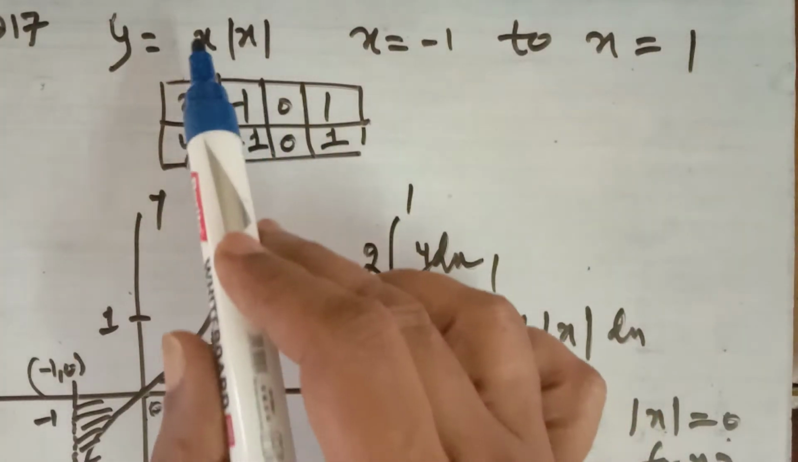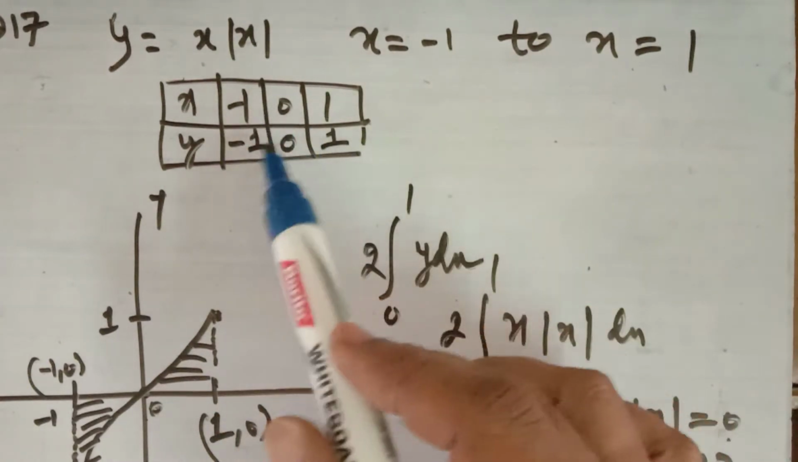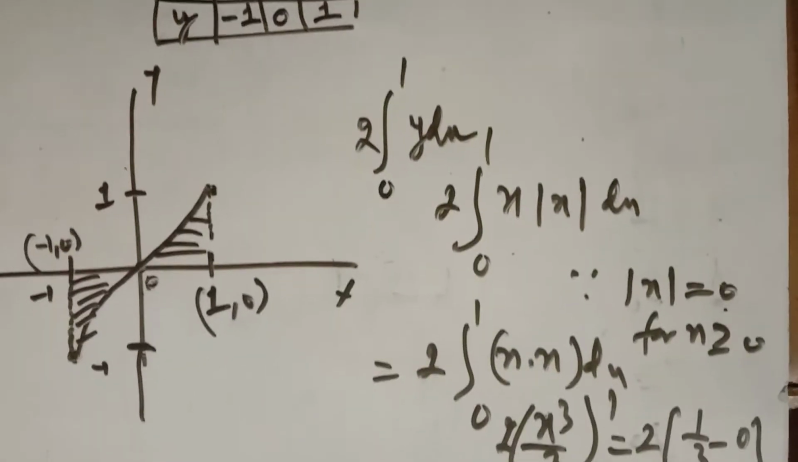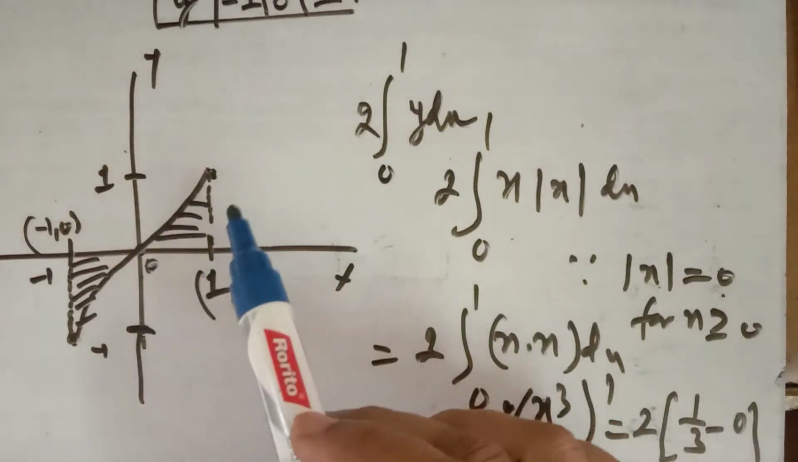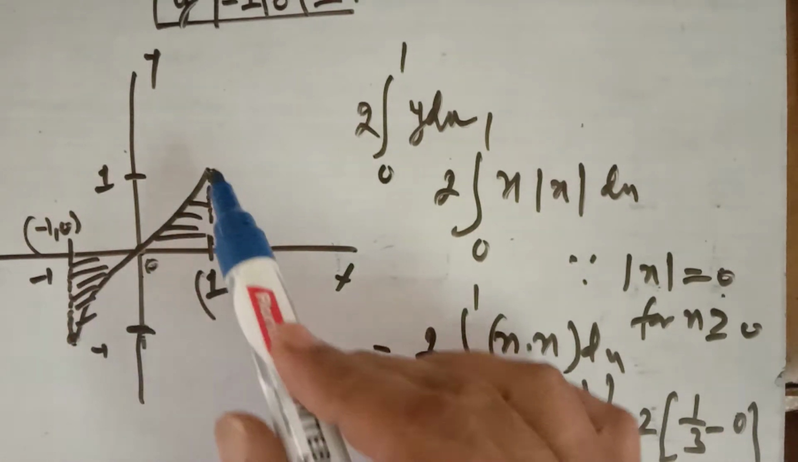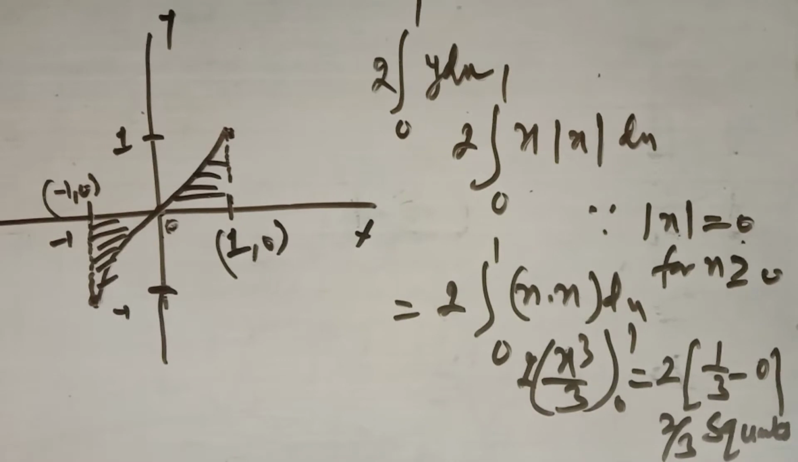Area bounded by this curve between the limits -1 to 1. Because we don't know the shape of the curve, I've taken the solution set from -1 to 1, marked the approximate points on the graph paper and joined the points. I'm obtaining this curve. Between the limits -1 to 1, draw the perpendicular on the x-axis and find its area. A somewhat easy question this is.